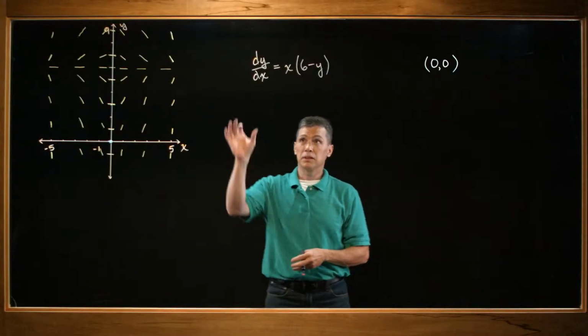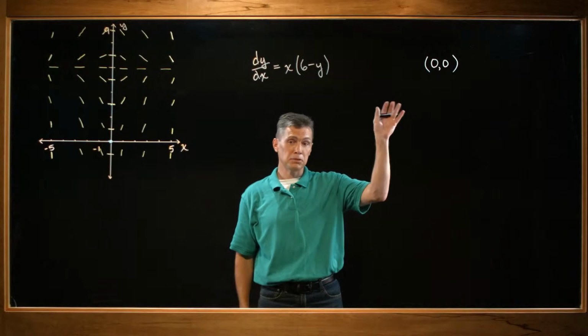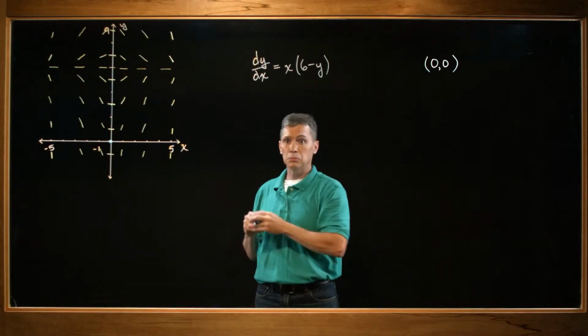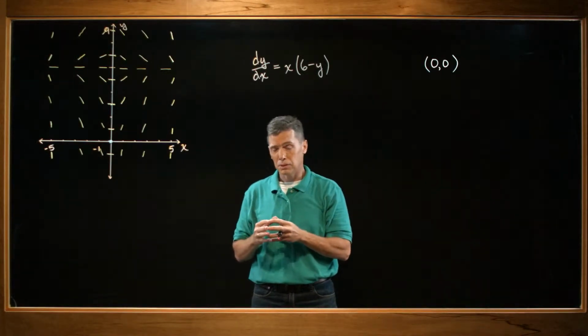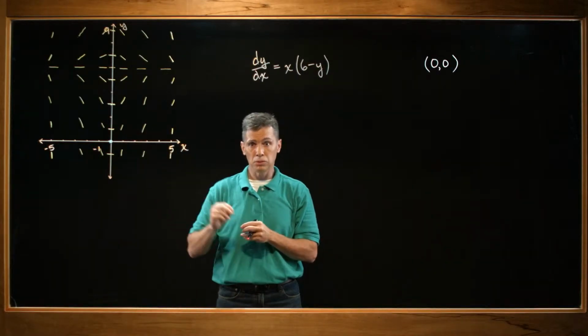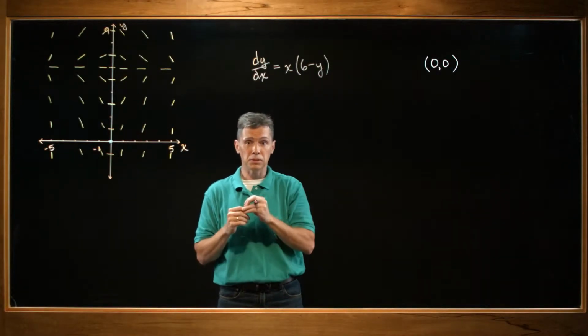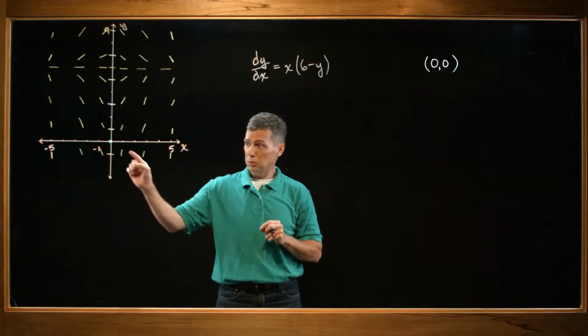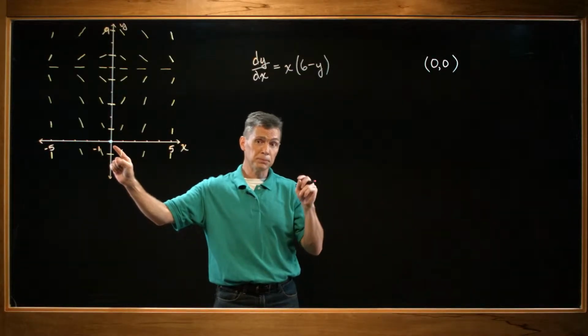Hi, I'm Pat Kelly. In this problem, they give us the differential equation, they give us a point, and they also give us this slope field. We're asked to do three things. First, use the slope field to draw two solutions to this differential equation, and one of those is supposed to pass through that point, 0, 0.